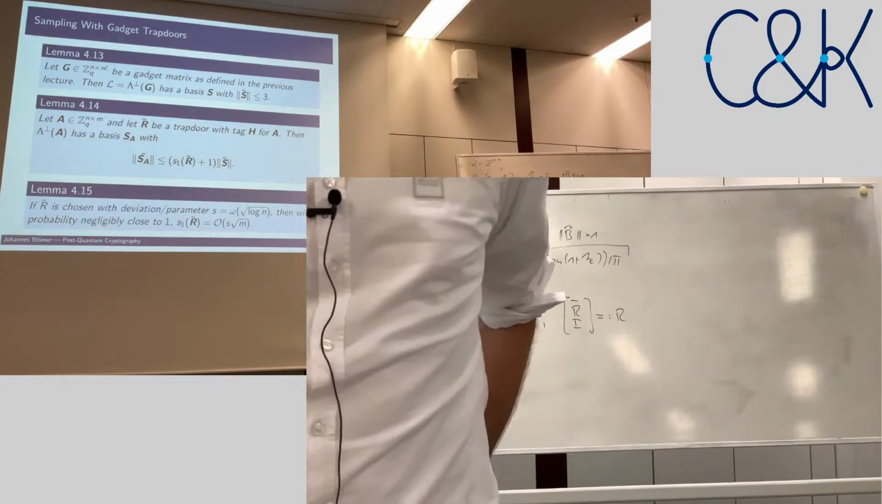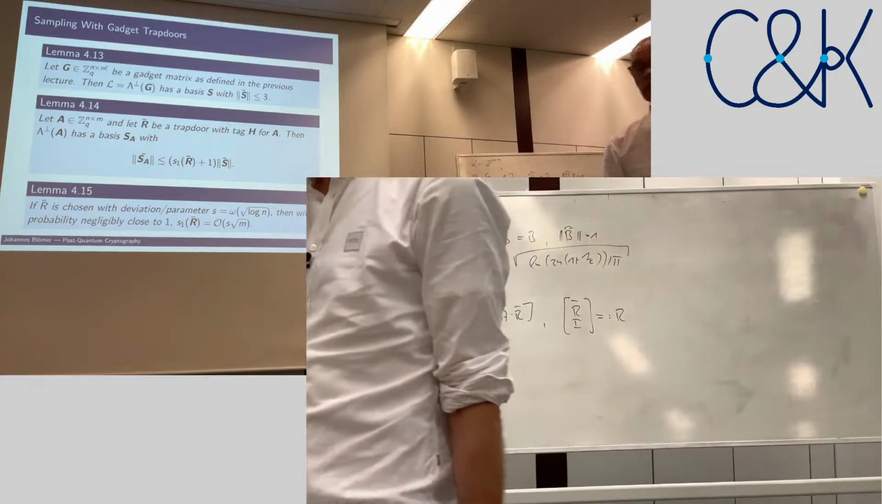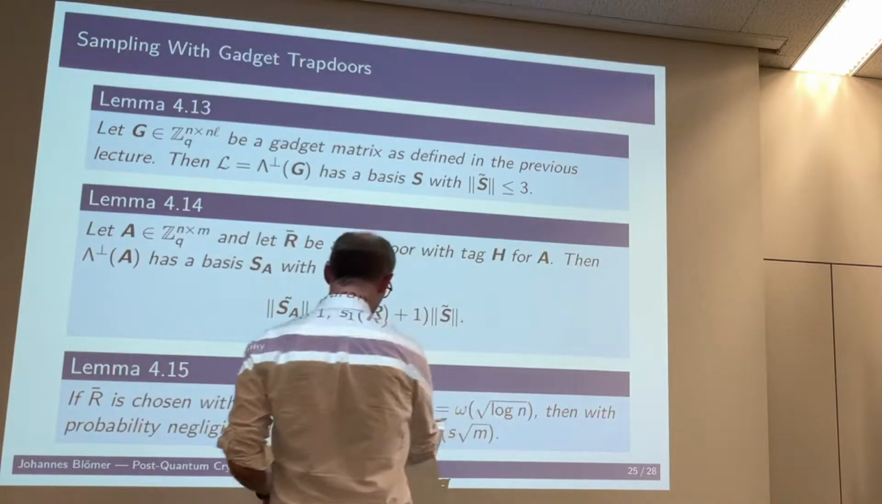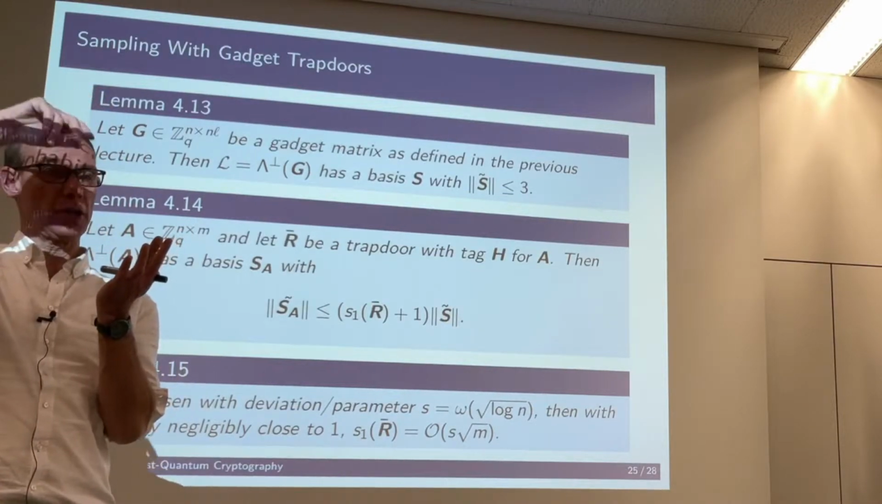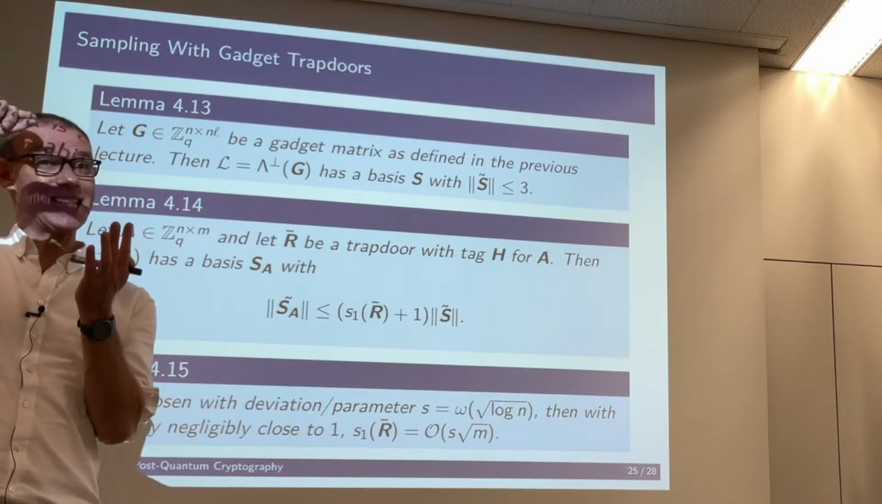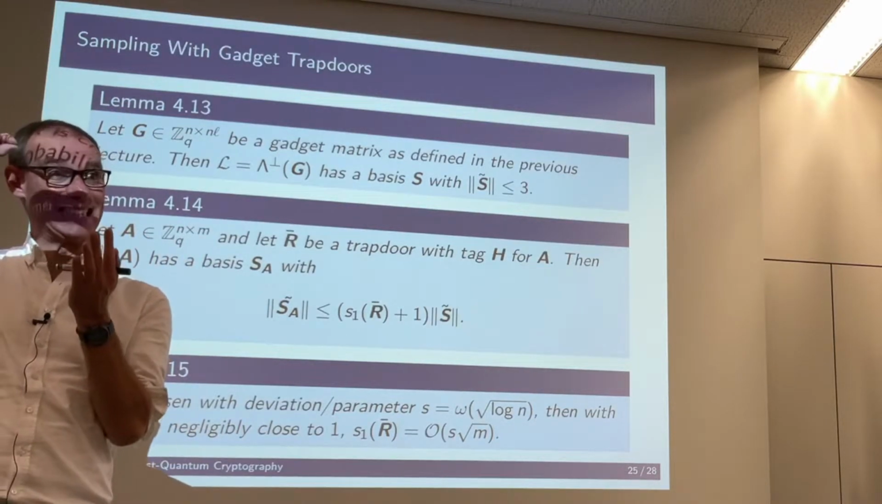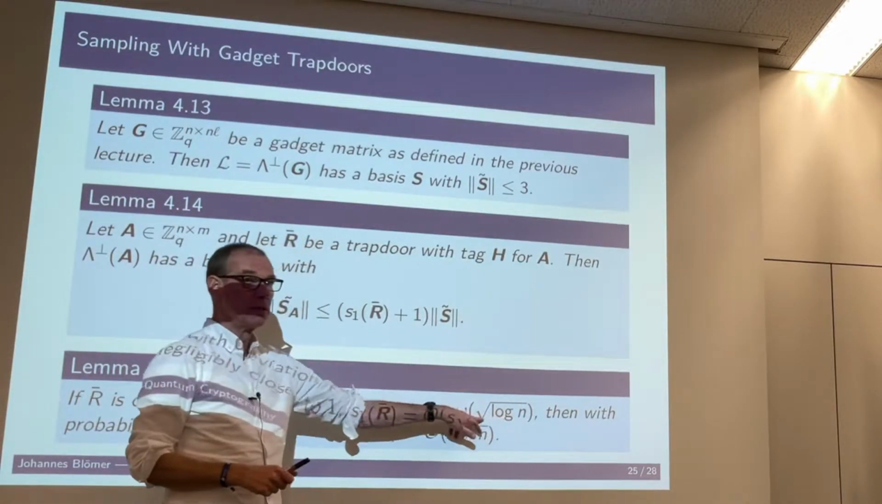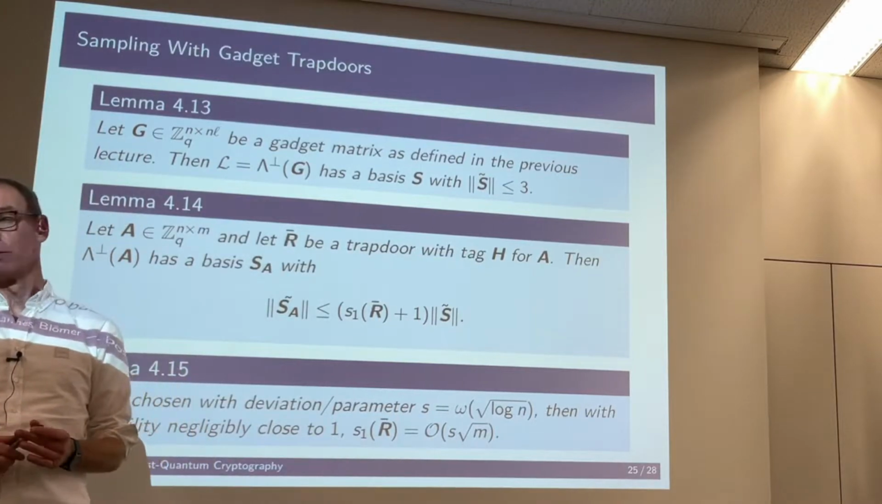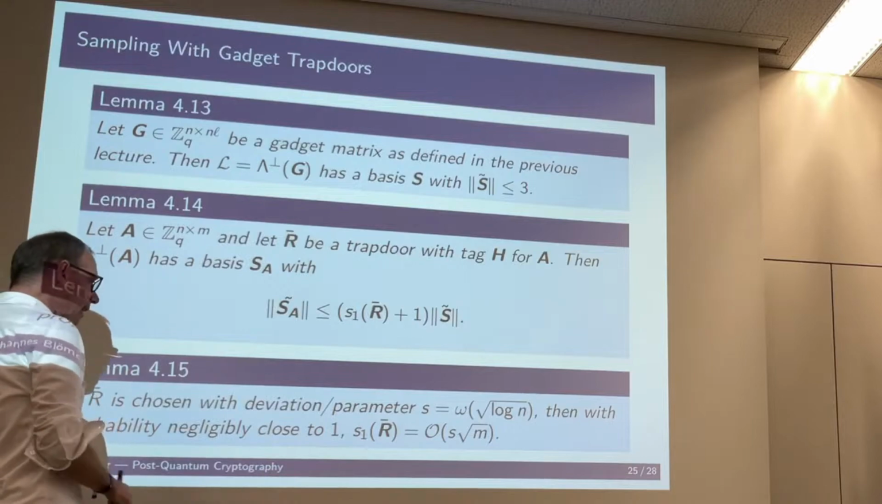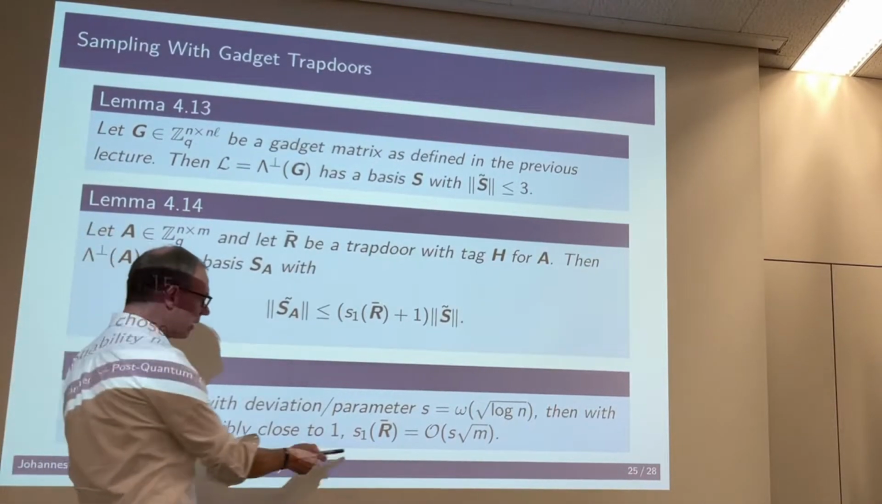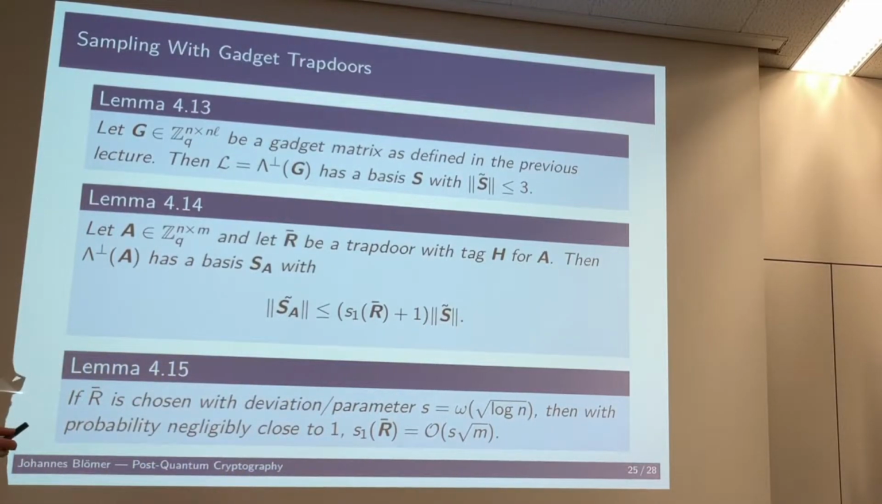And this is what the next theorem tells us. First of all, if R bar is chosen with deviation S, which means that every single entry of R is chosen according to the discrete Gaussian distribution on Z with this parameter, which should by now be familiar to you, get used to it, it shows up everywhere, and I try to explain why this is natural: e to the minus x squared. Then, with probability negligibly close to 1, we have that S1 is roughly of order S square root of m.